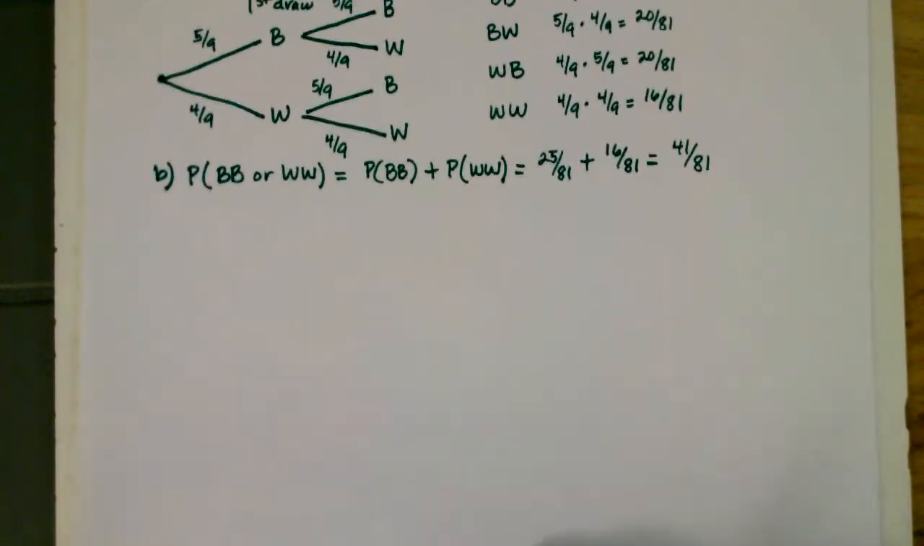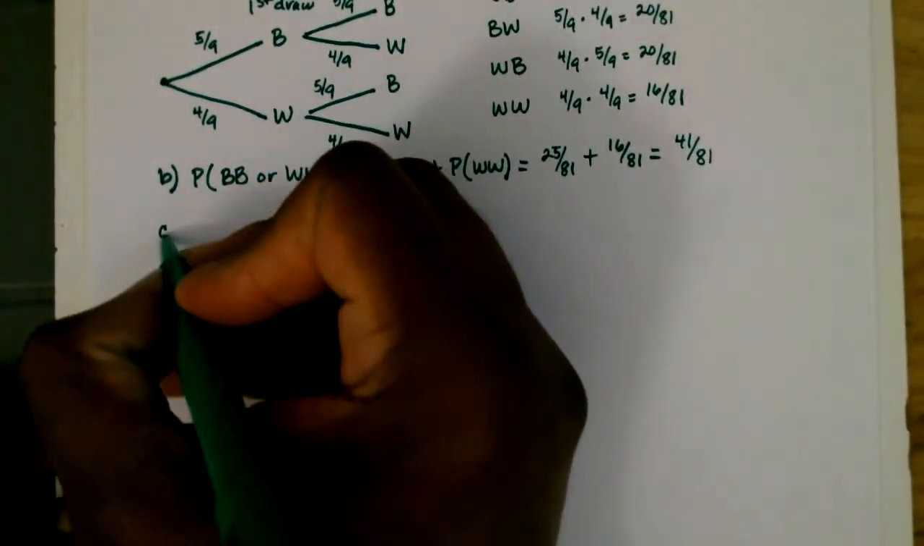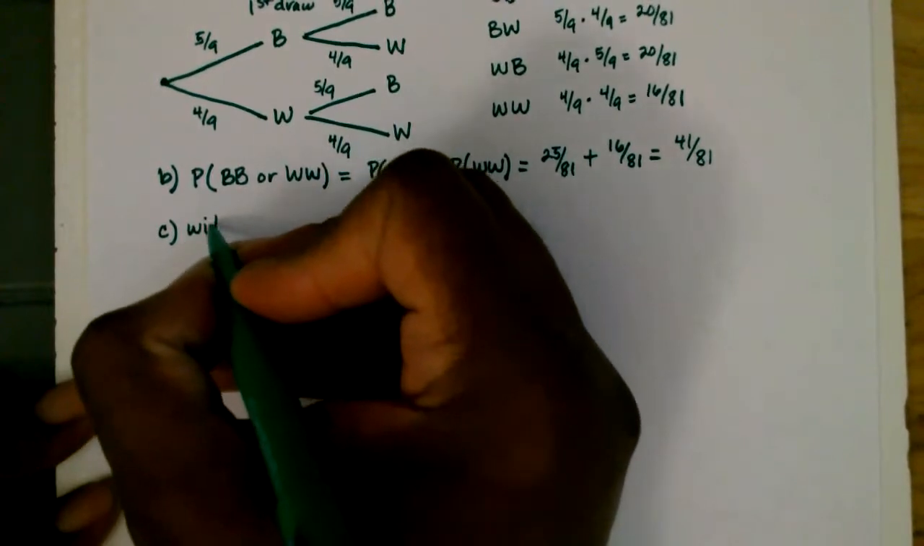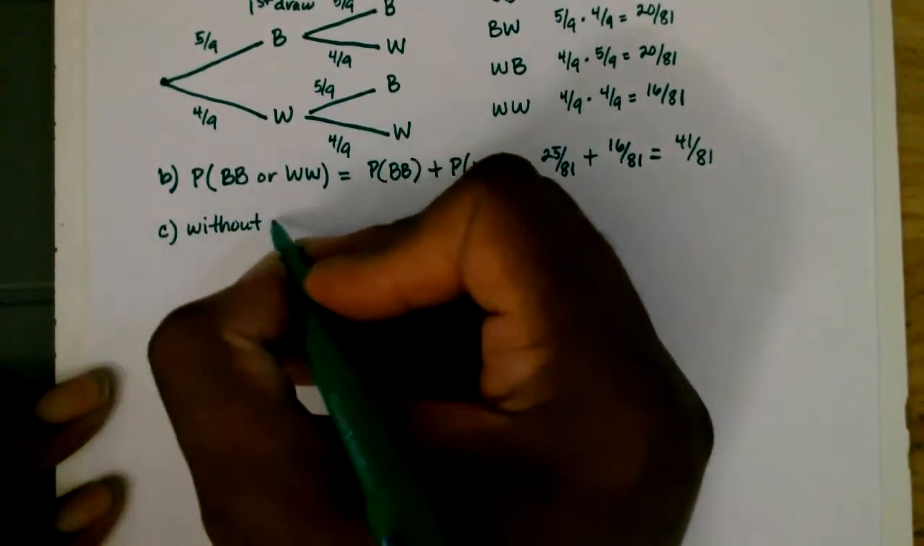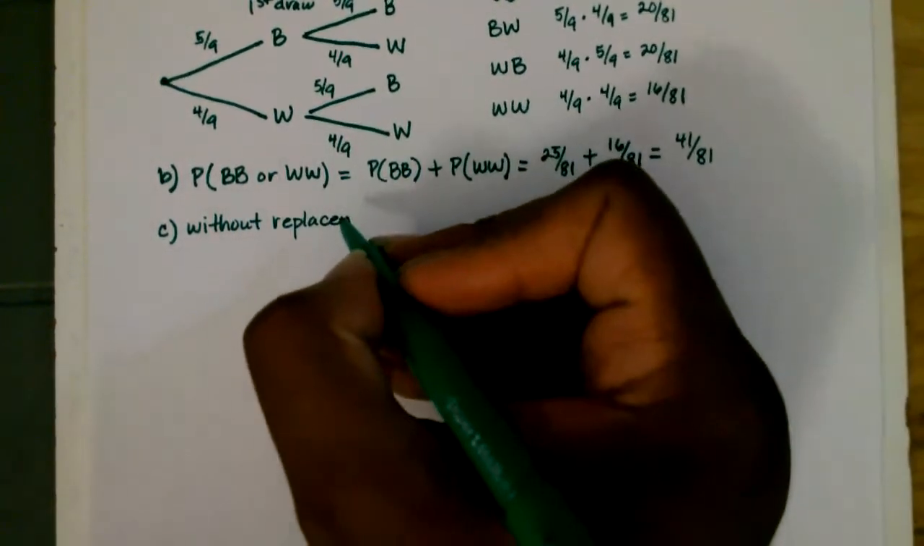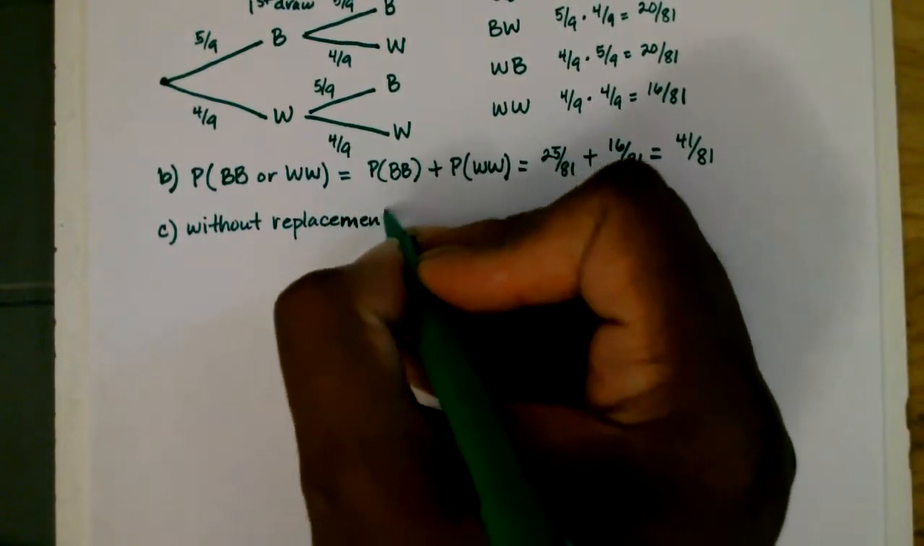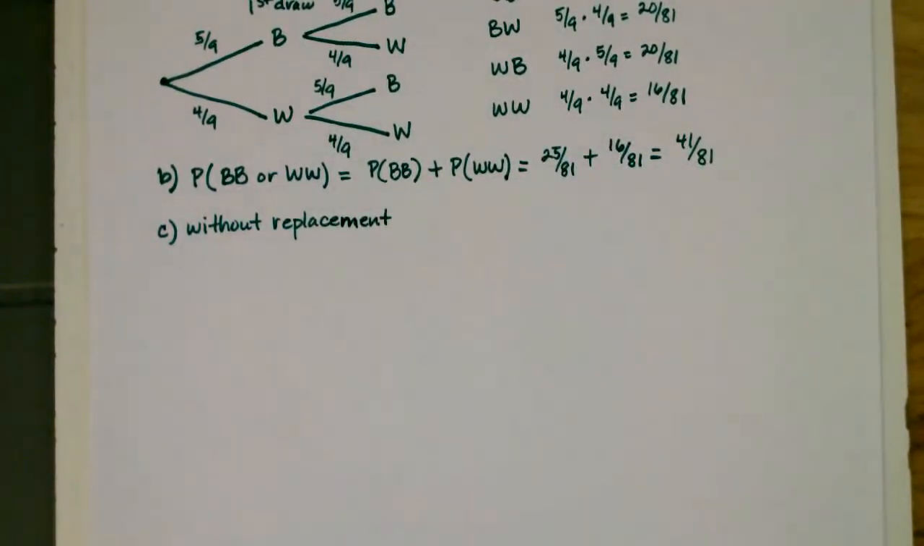Okay. Now for part B, it's going to be without replacement. And we need a tree diagram for that. So this will be without replacement. And what that means here is on the first draw, we draw a ball and we don't put that ball back in the box. So that means that the number of balls will decrease and the probability will be changing when we do the second draw.